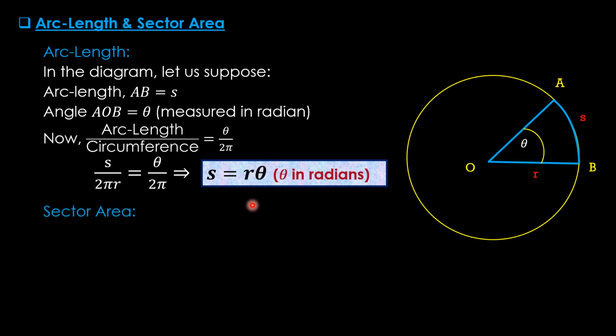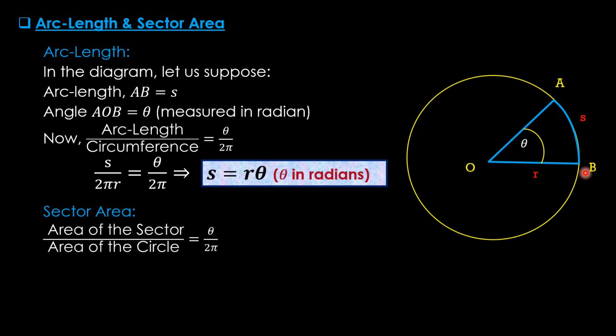Now sector area. Area of the sector divided by area of the circle equals theta over 2 pi. Again the same ratio we are using: the area of this sector divided by the area of the circle. Again the ratio is the same, because this area is created by this arc only, and the total area of the circle is created by the entire circumference. That's why we can write the same ratio, area of the sector divided by area of the circle equals theta over 2 pi.